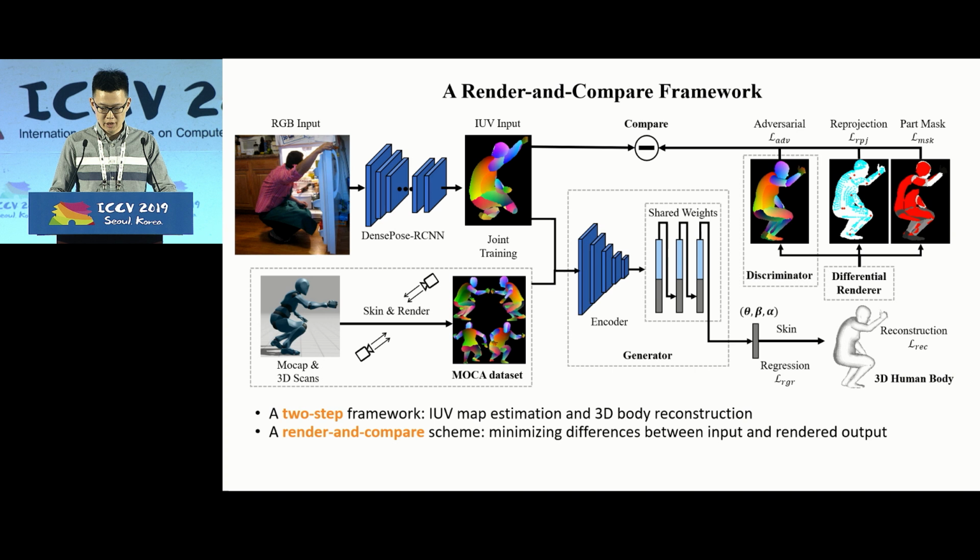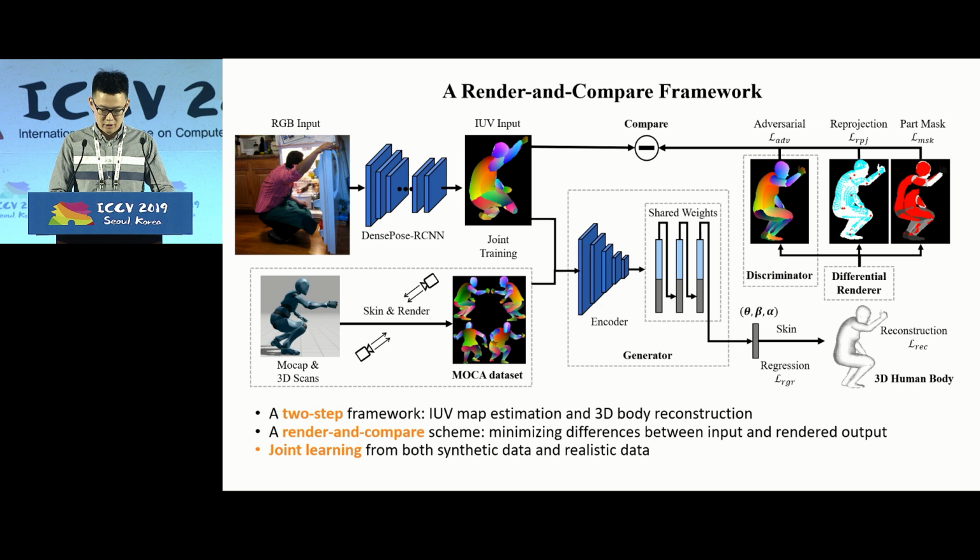Another technique we use to tackle the problem of unpaired training data is to incorporate synthetic data into our training framework. We collect mocap and other skeleton sequences, and also collect body shapes from 3D scans, and then we render them to generate large synthetic data with fully paired ground truth, so that we can use that ground truth to help us learn the model.